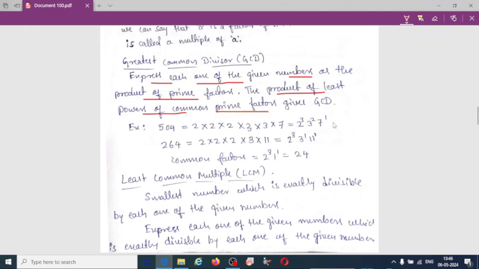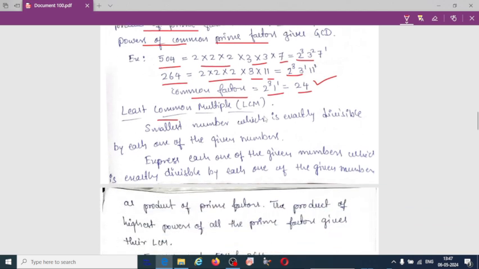Prime numbers are what? They are divisible by 1 and itself. So here let us take one example, 504. The factors of 504 are given here: 2 cube, 3 square and 7 to the power 1. For 264: 2 cube, 3 to the power 1, 11 to the power 1. So the common factors here are 2 to the power 3 and 3 to the power 1. So it is equal to 24. This is the greatest common divisor, GCD, of the given numbers.